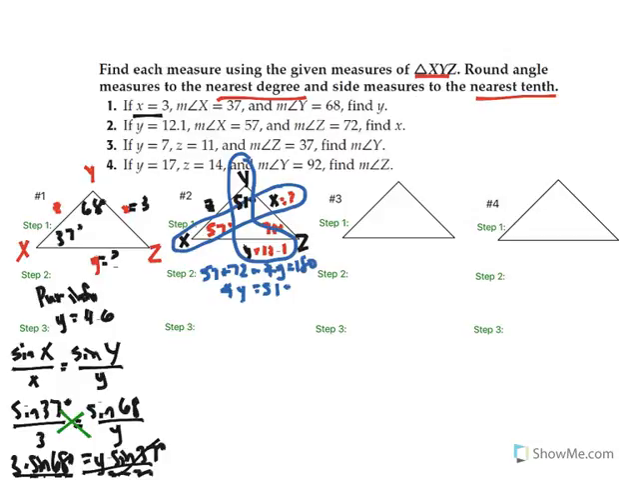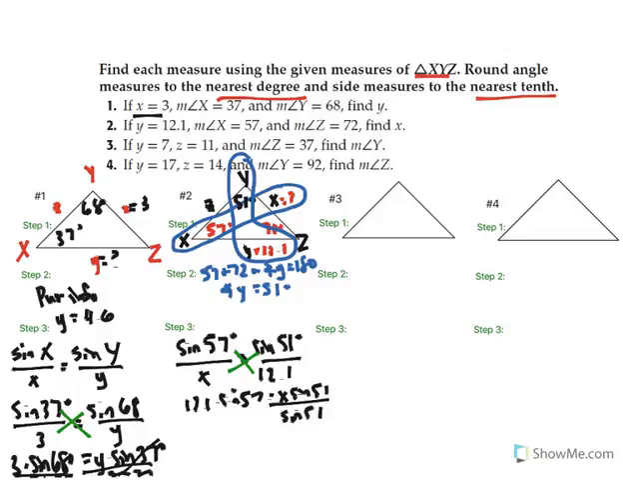And now I just set up my formula. I get the sine of 57. Sorry, that looks like a 3. The sine of 57 over side x equals the sine of 51 over 12.1. I cross multiply. I get 12.1 times the sine of 57 equals x times the sine of 51. Divide both sides by the sine of 51. And I put this in my calculator. What do I get? X equals 13.1.